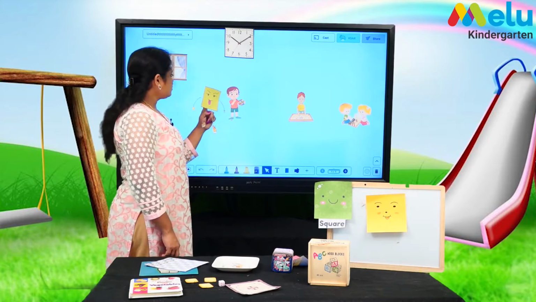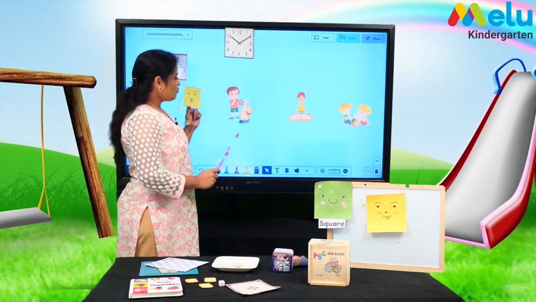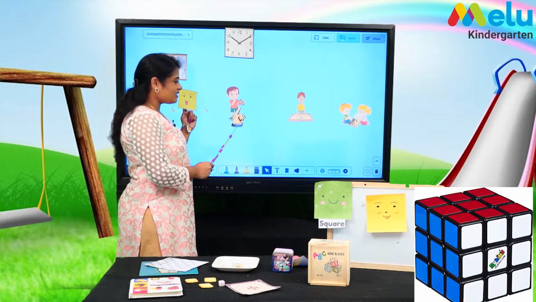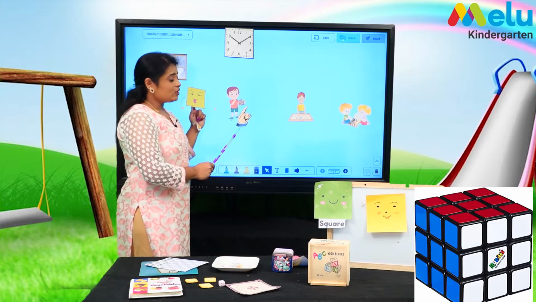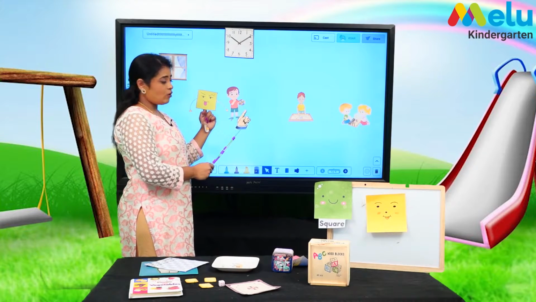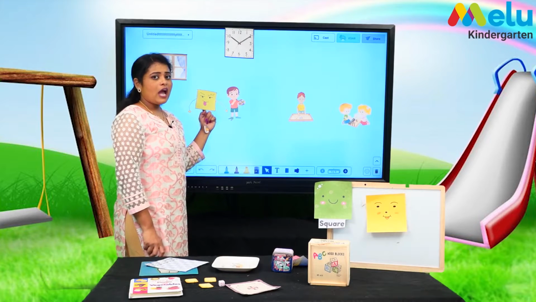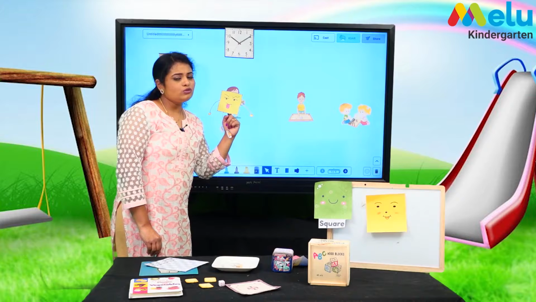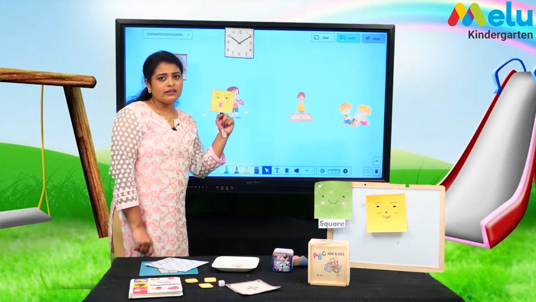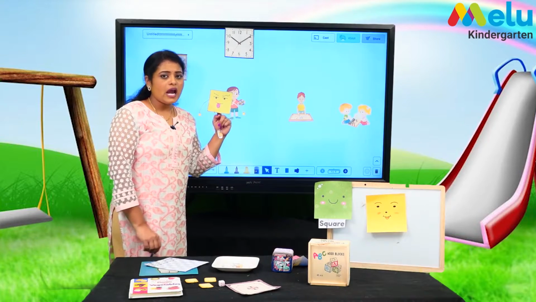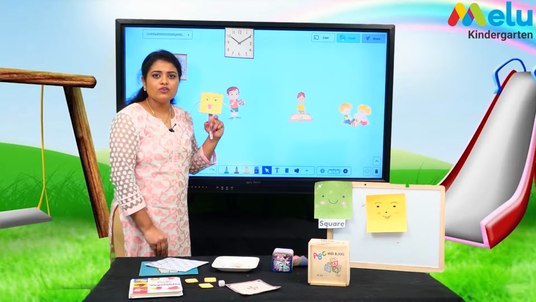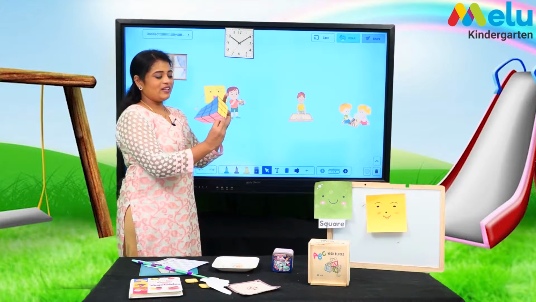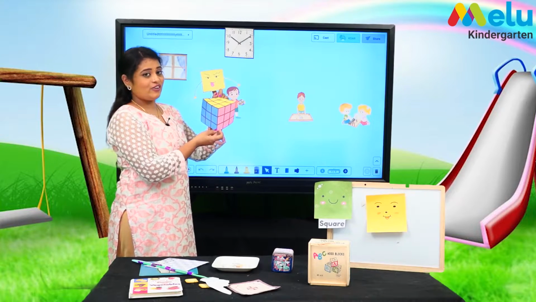And then he saw his friend was playing with the Rubik's Cube. Yes, children, what is this? Rubik's Cube, right? So his friend was playing with the Rubik's Cube and he was very happy because he was a bit late and so he did not get the Rubik's Cube to play. Yes, and children, do you know what a Rubik's Cube is? I'll show you. So this is the Rubik's Cube.